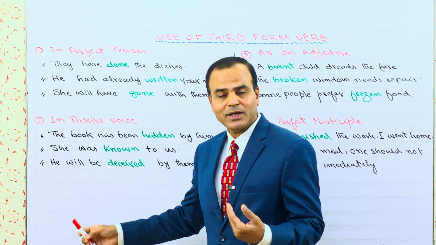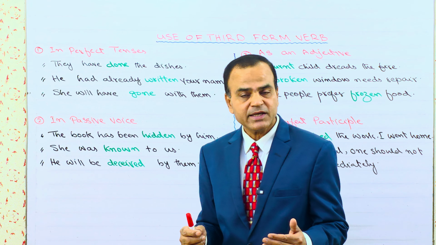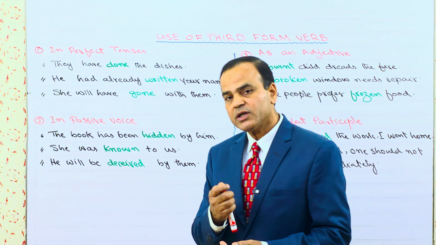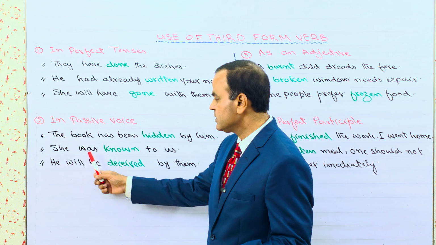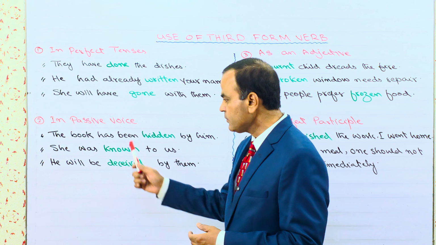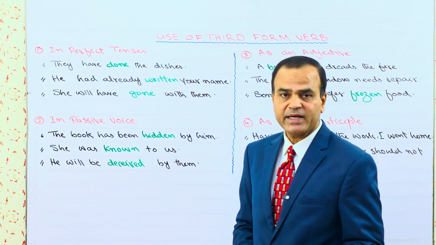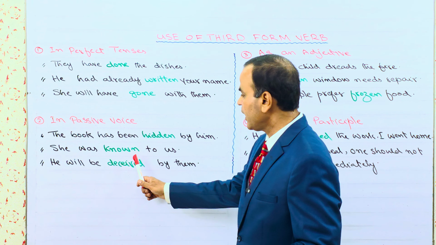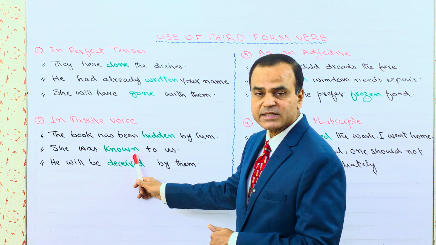We knew her is the simple active sentence, and when we are changing it into passive, she was known to us. Third form of the verb know. The sentence is of past simple tense used in passive and we are using third form because the sentence is passive.